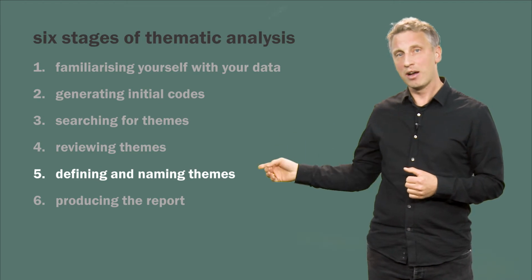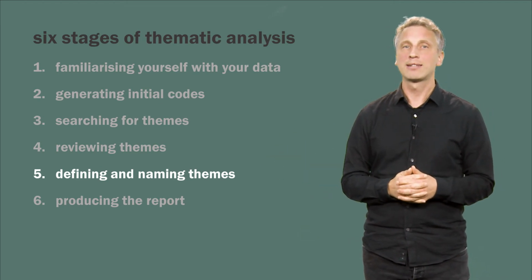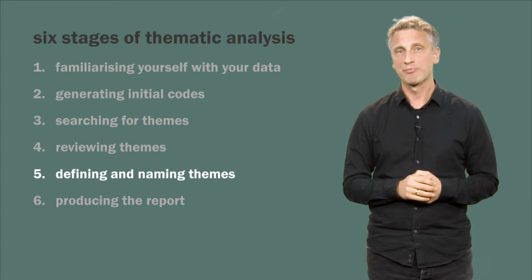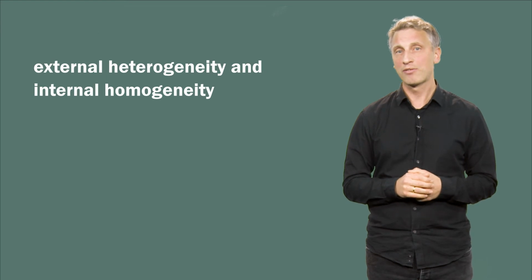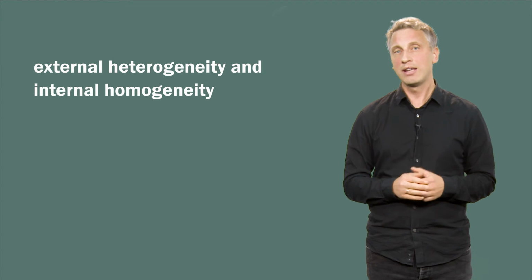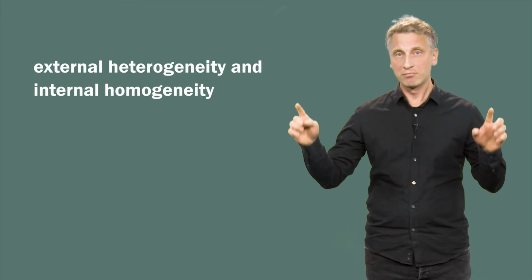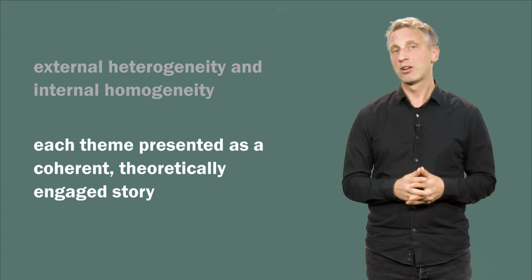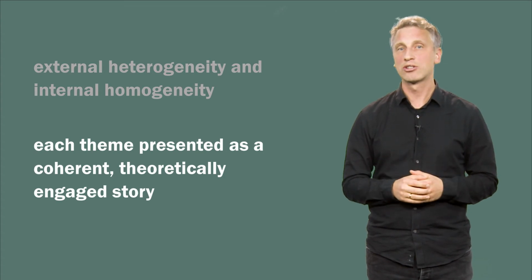By the end of stage 5, you should be able to identify a set of themes, perhaps with an accompanying set of sub-themes. Your themes should be clearly demarcated and different enough to distinguish from each other. There should also be meaningful consistency throughout the codes under a single theme. And when you write, you aim to present each theme as a coherent, theoretically engaged story.